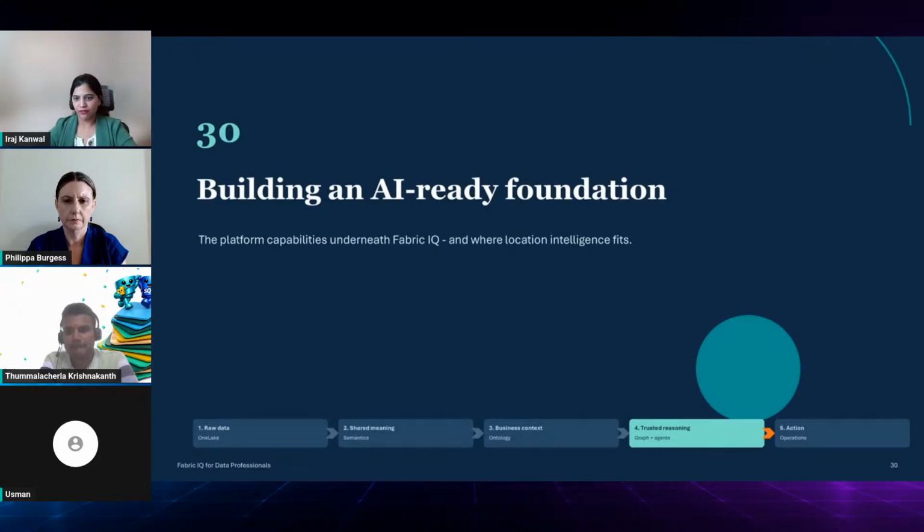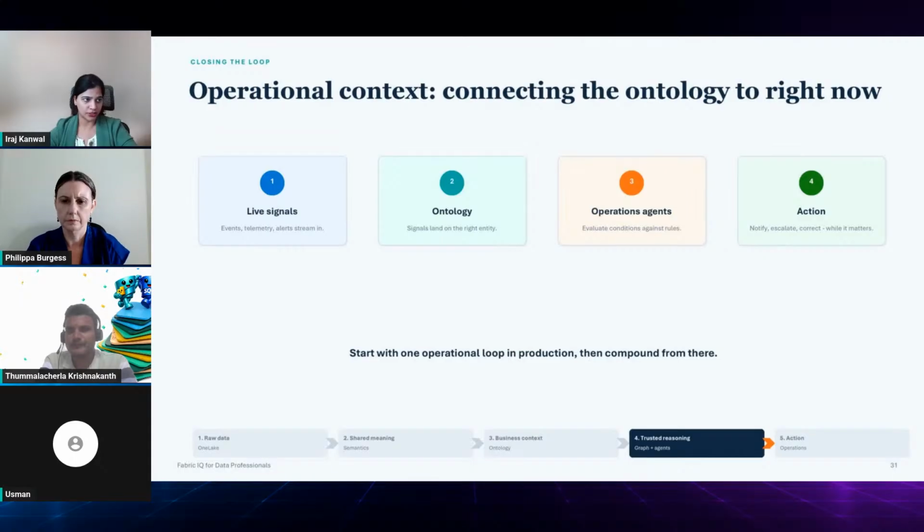Building an AI-ready foundation. So this will connect Fabric IQ to the broader AI-ready foundation: live signals, operations, agents, guardrails, auditability, and location intelligence. Once we talk about this, we should be talking about the operational context too. That is going to connect the ontology to right now, which means the real-time context and the real-time events. So operational context is where the ontology connects to what is happening right now.